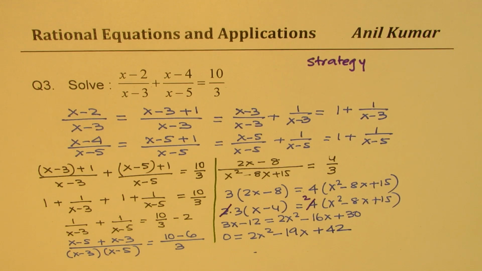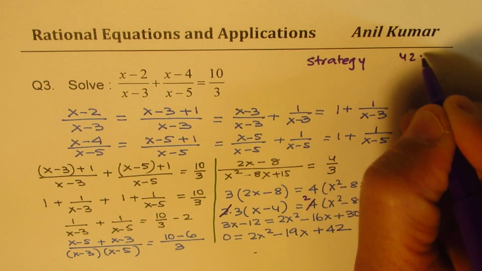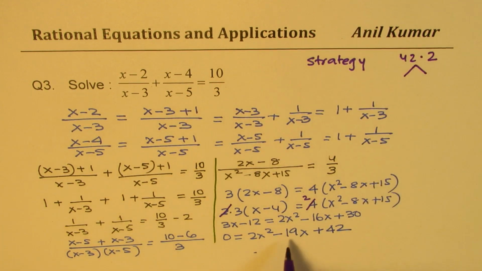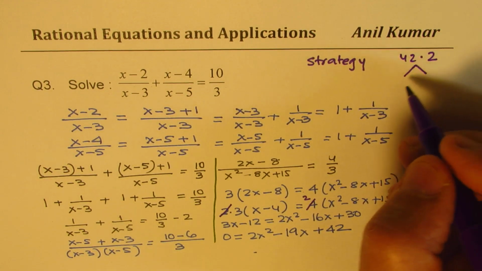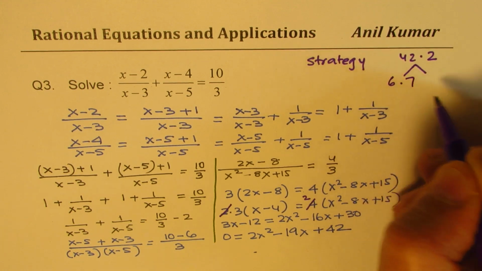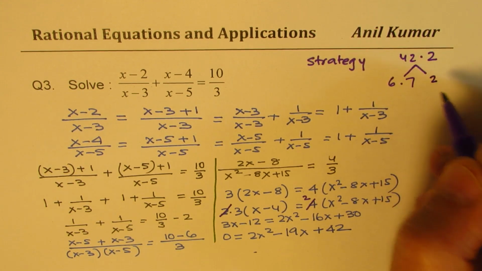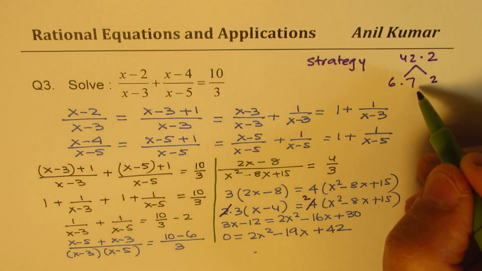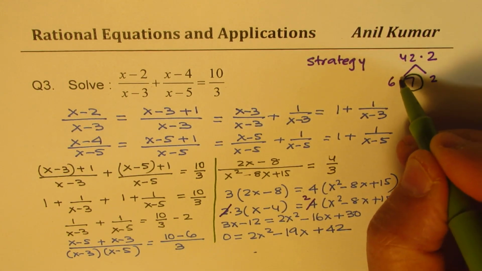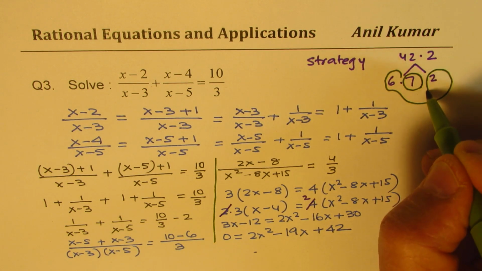Right? So we get a quadratic equation, and we can actually factor this and then solve. Now the two numbers whose product is 42 times 2, what are those two numbers? And the sum is minus 19. So we want the product of 42 times 2 and the sum of minus 19. So let's split this. 42 is like 6 times 7, right? So we could use 7 and we could use 6 and 2, which is 12.